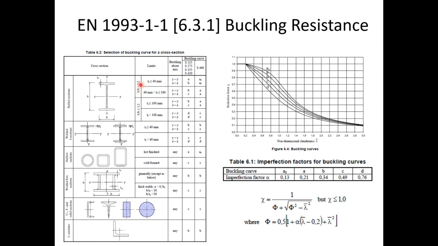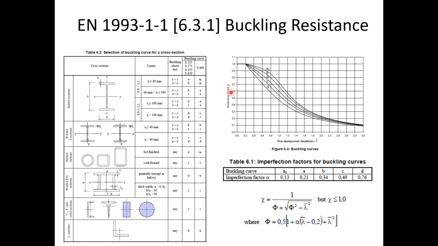So let's say we have an H over B greater than 1.2 for this shape, and we're going about the ZZ axis, then we're going to use curve B. Once we know the normalized slenderness value, which we work out from the cross-sectional properties, say it's 1, we come up to 1 until we hit curve B, come across here, and that tells us the reduction factor is 0.65 or so.